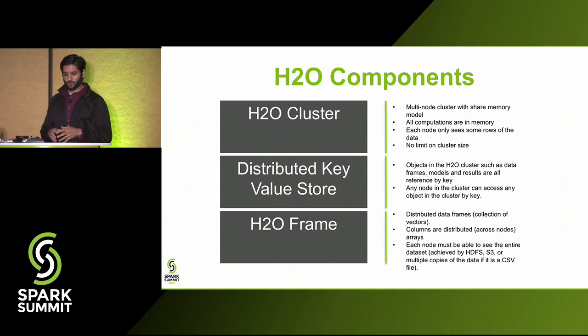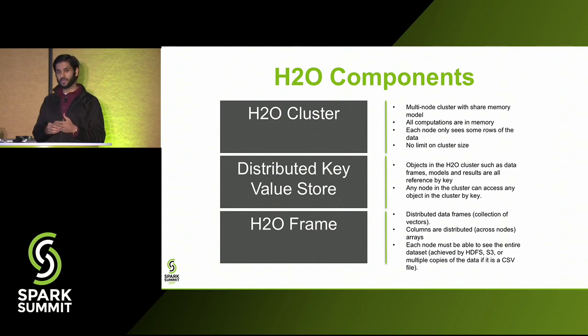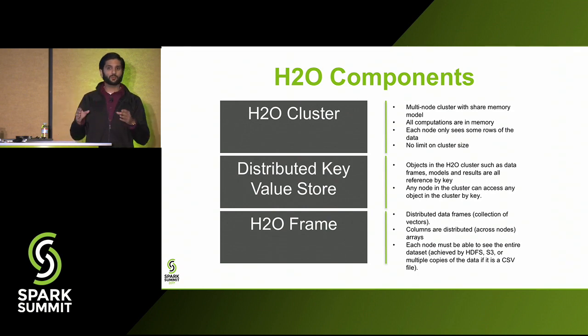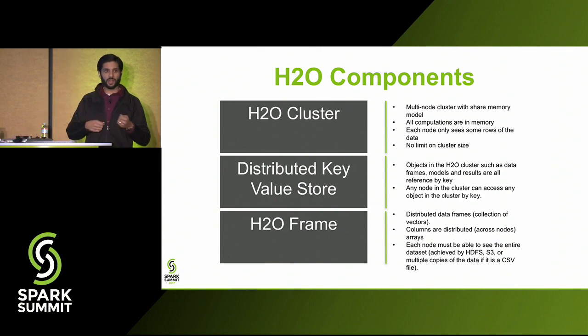So H2O itself can run in a multi-node cluster setting. All the computations are in memory, and each node only sees some rows of the data. So it's basically our own flavor of MapReduce. There is no limit on the cluster size as well. H2O runs on a distributed key value store. So every object in H2O, whether it be a frame or an algorithm, has a key, and that key can be referenced by any node in the cluster.